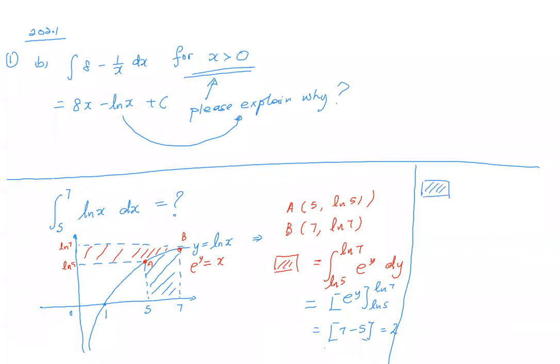Find the area of, wait, this minus the red area and minus the very big rectangle, that is 7 ln 7. Take away the small rectangle, 5 ln 5. Then take away the red area. Am I right?